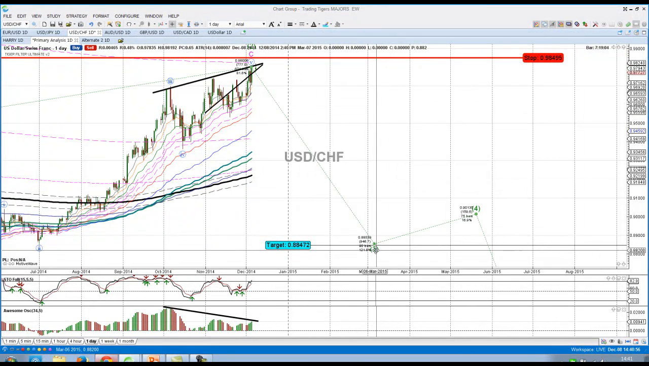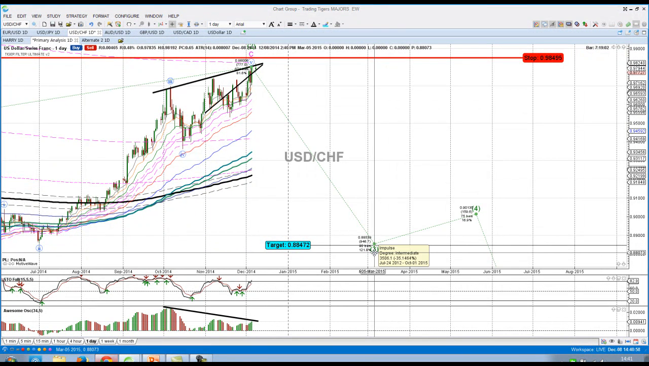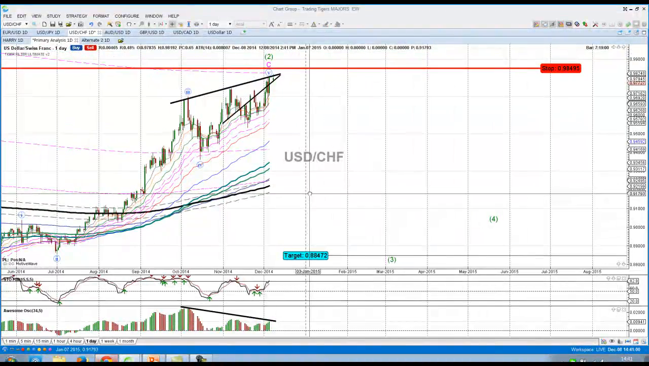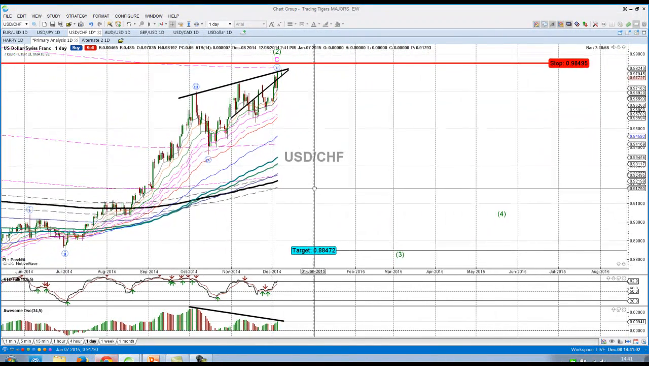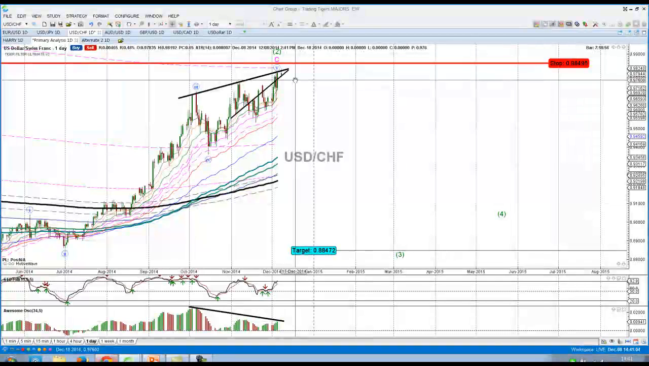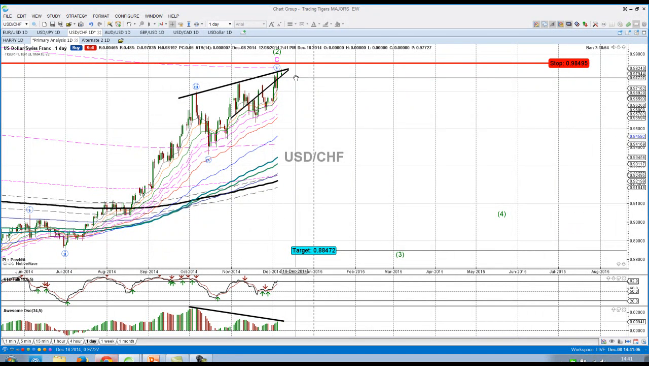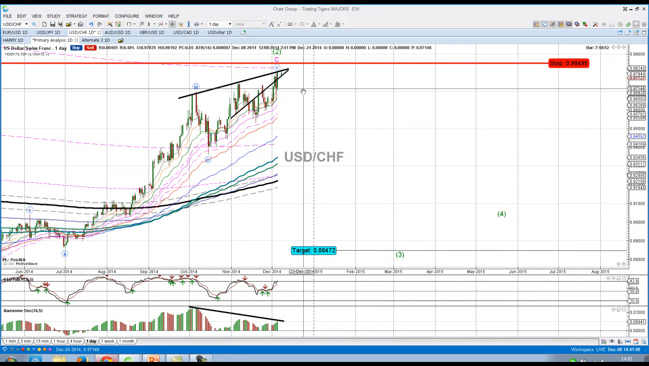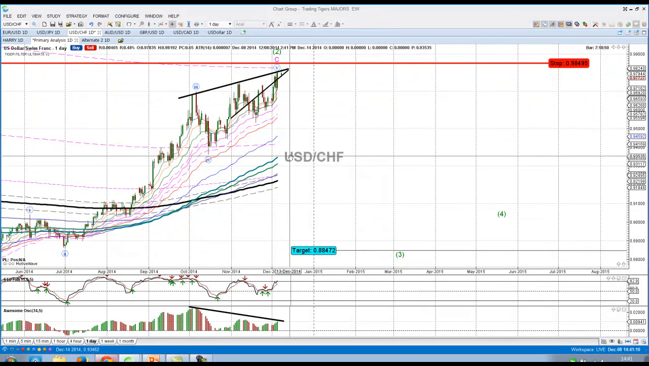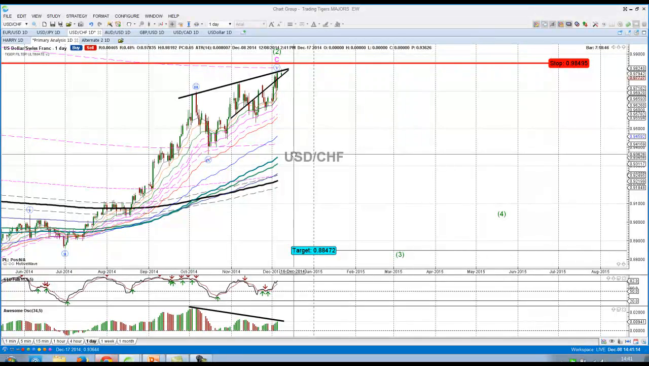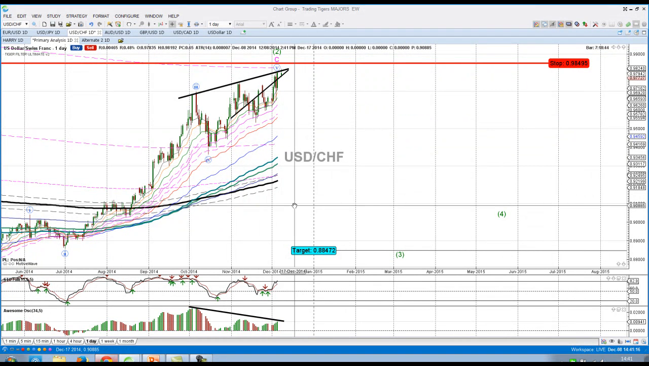This will complete the wave 3 of the intermediate at about the 100% level, so we'll really be looking at that level. Any kind of movement downwards would be wonderful. If price pushes past this wave 4, we're really going to be all over it like a rash.